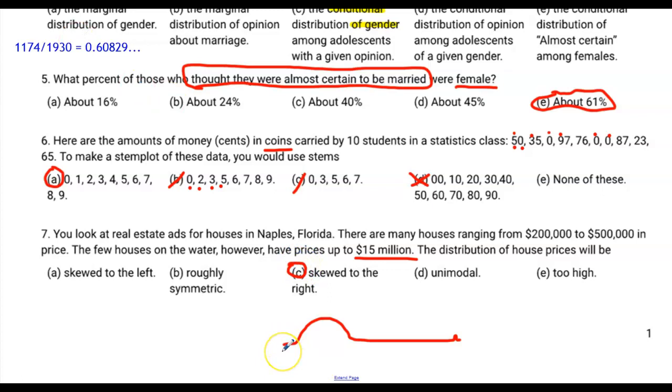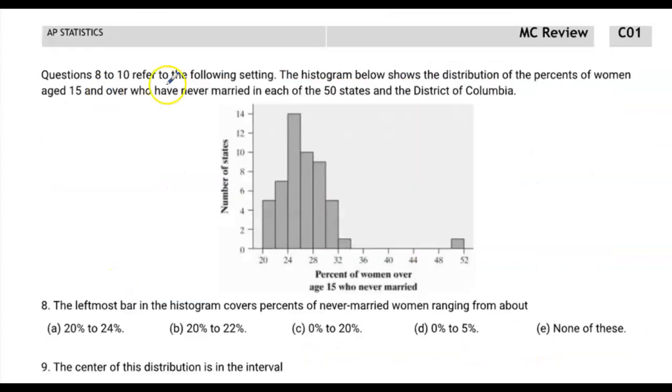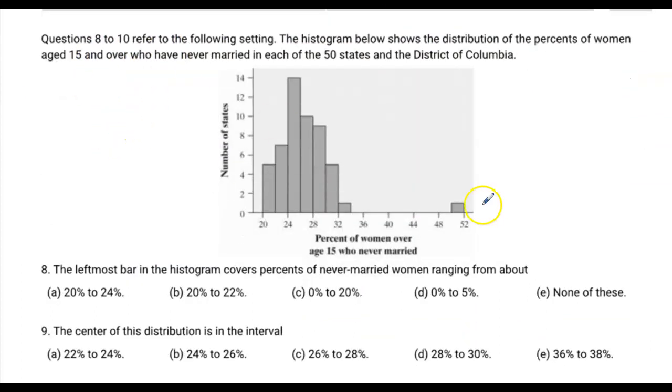And sometimes it's helpful to draw out that distribution. If you wanted to do that, make sure that your distribution is labeled correctly, right? We're talking about 100,000, 200,000, 300,000, etc. That 15 million, that's actually going to be much higher. That's going to be up here somewhere. Anyway, moving on to questions 8 through 10, which refer to this histogram.